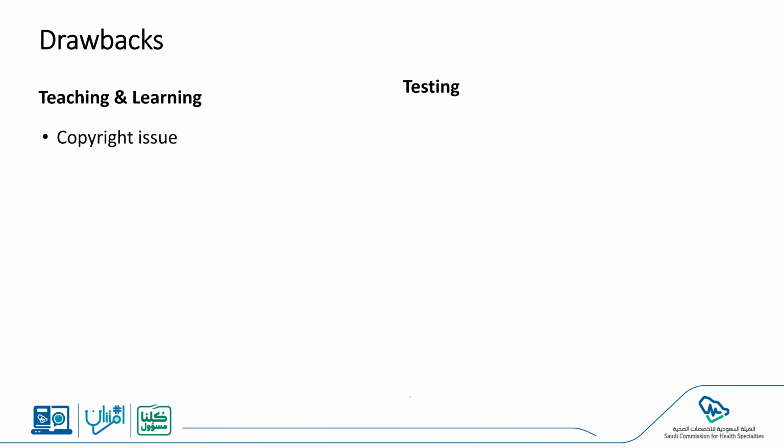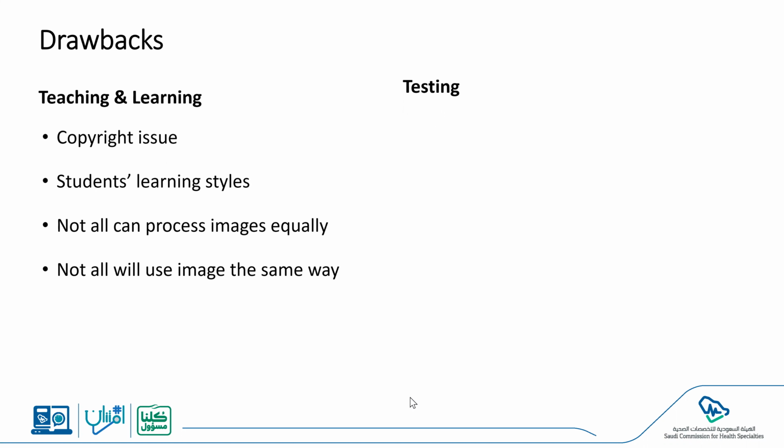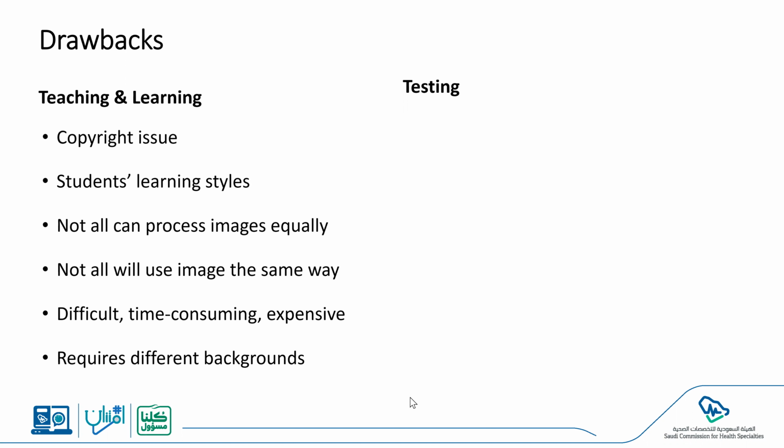So this is where it comes to the drawbacks. In teaching and learning, you might have copyright issues, in both teaching and testing. That's maybe the big issue. It will depend on students' learning styles, because not all students are visual, not all of them are auditory, and so on. Not all students can process the same image or audio equally, and they won't use it the same way. Sometimes it might be very difficult for them.